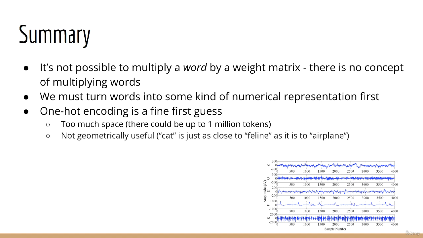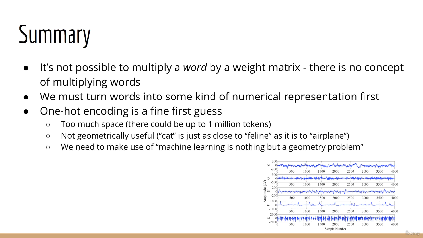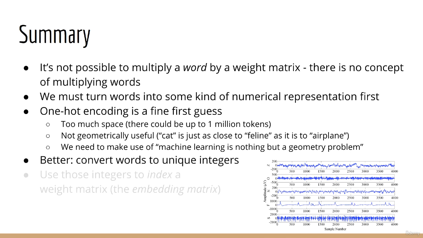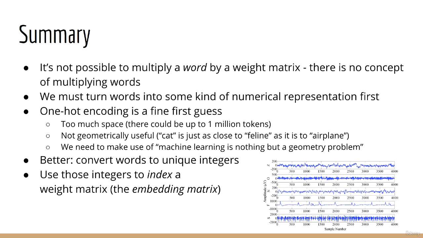Also, these one-hot encoded vectors are actually meaningless in terms of being feature vectors. This is because each word vector, if it's just a one-hot encoded vector, would be equal distances apart. So cat is the same distance to feline as it is to airplane, so that's not very useful. It doesn't allow us to really make use of the rule, machine learning is nothing but a geometry problem. And thus, we need a better way to convert words into vectors. This method is to take each word, turn it into an integer, and then use that integer to index an embedding matrix. This is much faster than one-hot encoding and then doing matrix multiplication.